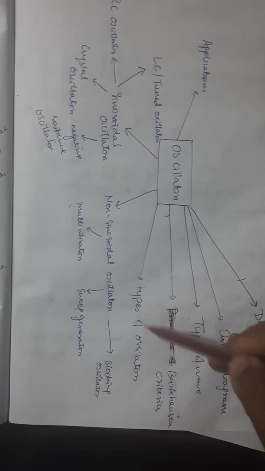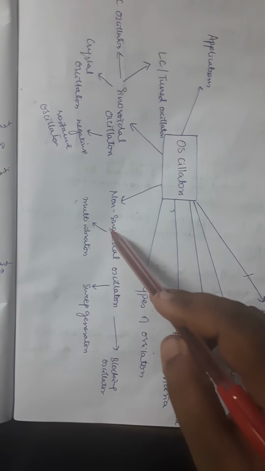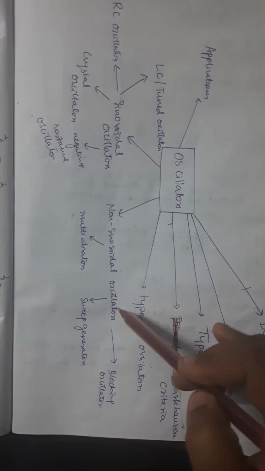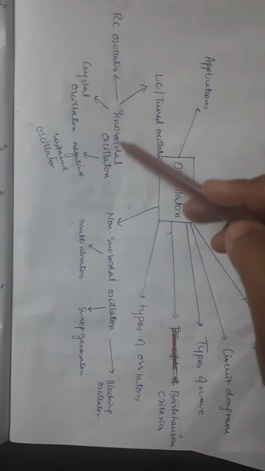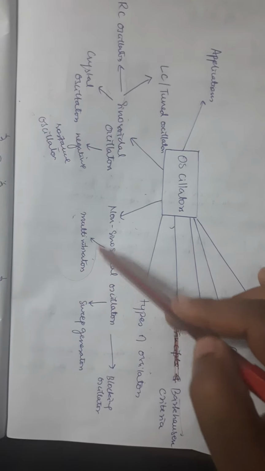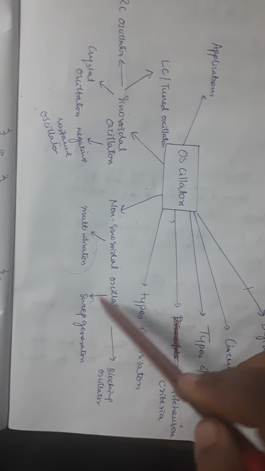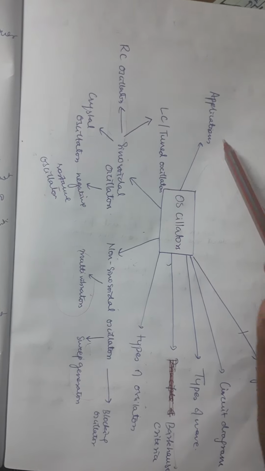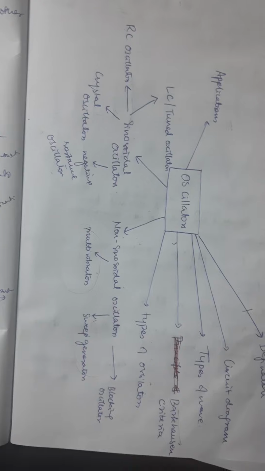In this, you can write this also, or you can directly write as non-sinusoidal oscillators and sinusoidal oscillators, and then make arrows and mark these. You can pause the video and write it down.